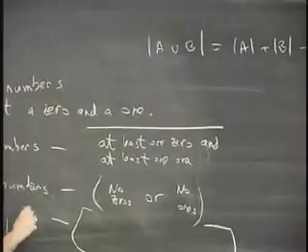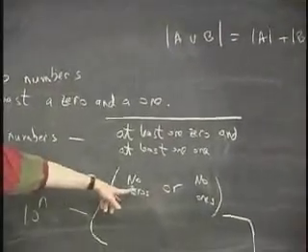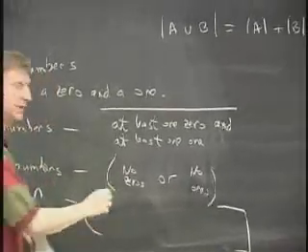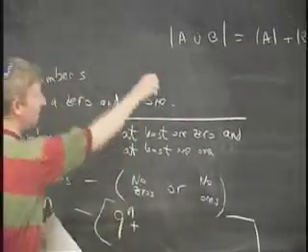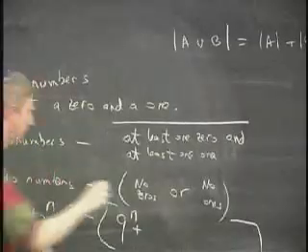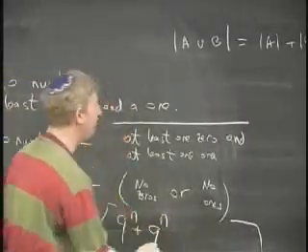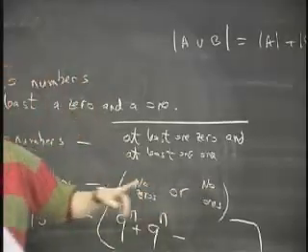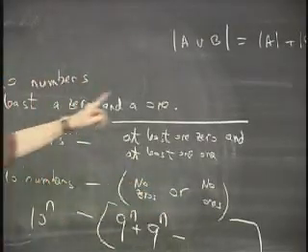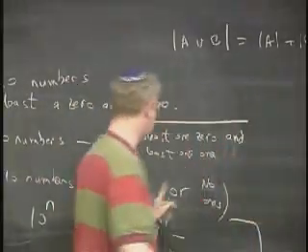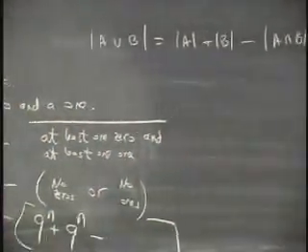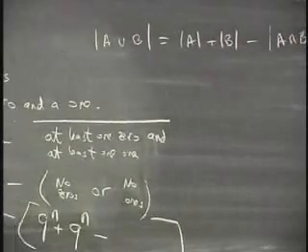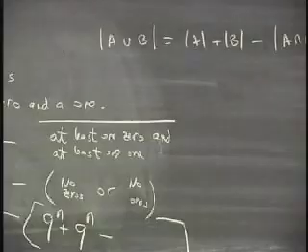Base 10 numbers are 10 to the n. How many base 10 numbers have no zeros? 9 to the n. How many base 10 numbers have no ones? 9 to the n. How many base 10 numbers have no zeros and no ones? A intersect B. This and this. That's the overlap. That's the part we counted twice that we need to subtract off. 8 to the n, right. No zeros or ones means you only have 8 symbols left.